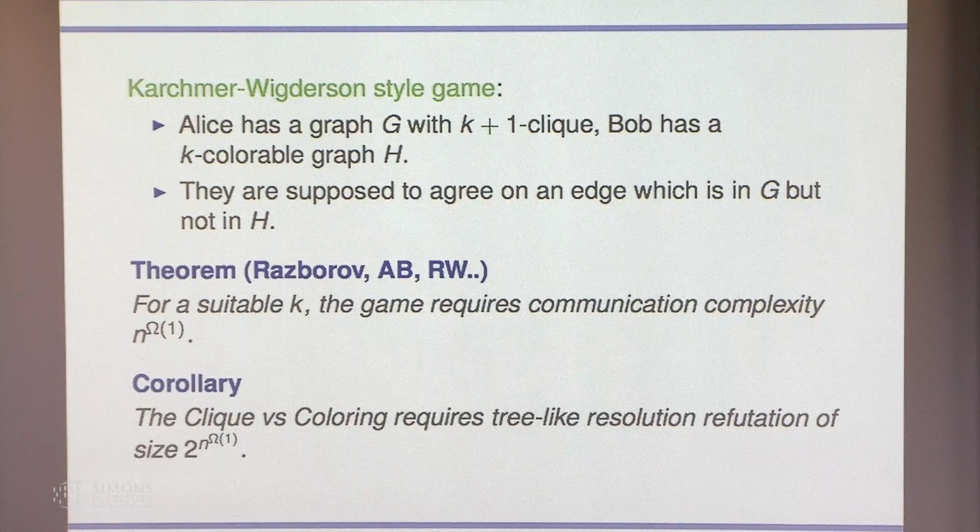And the previous game sort of looks a lot like the following game. And that's a Karchmer-Wigderson style game which looks as follows. You have two players. Alice has a graph which has a k plus 1 clique, and Bob has a graph which is k colorable, which means that there exists an edge in the graph that Alice has in G, which is not contained in the graph H. Okay? Because otherwise G would be a subset of H, which is impossible.